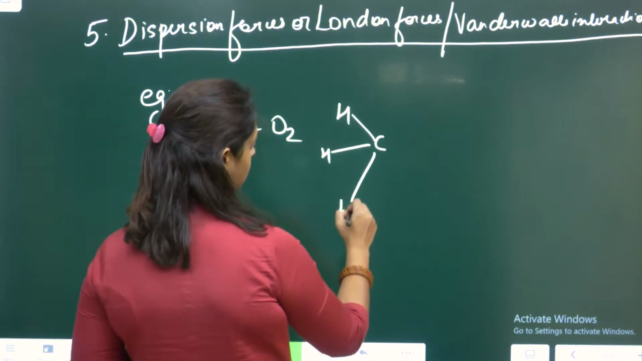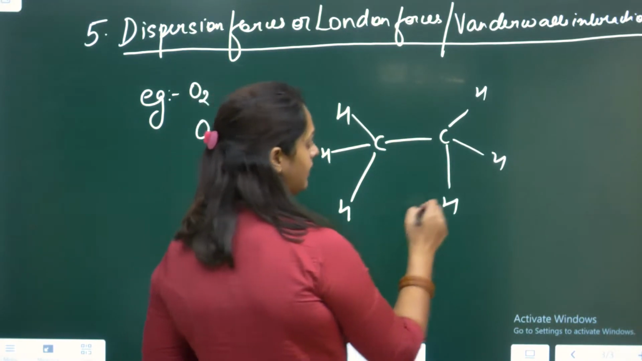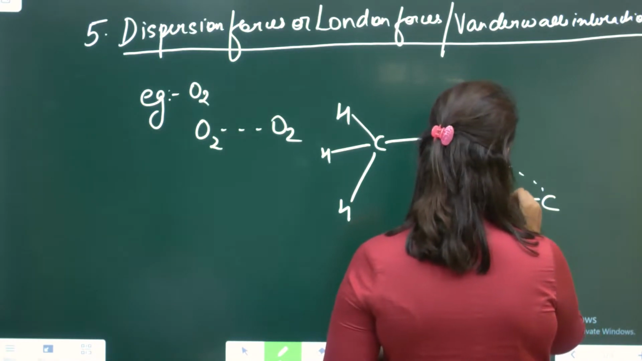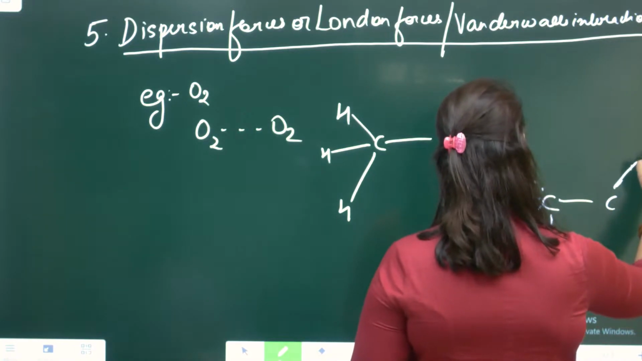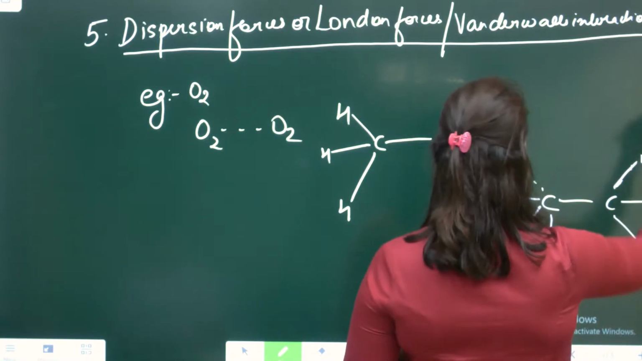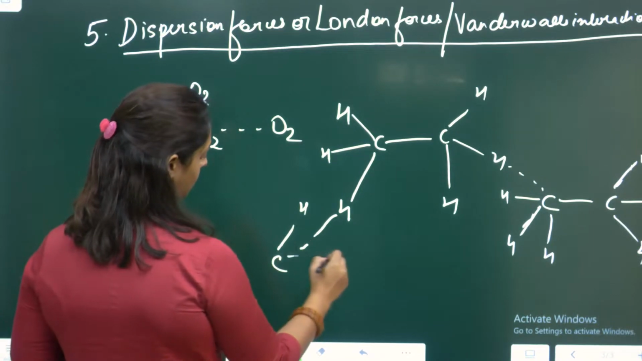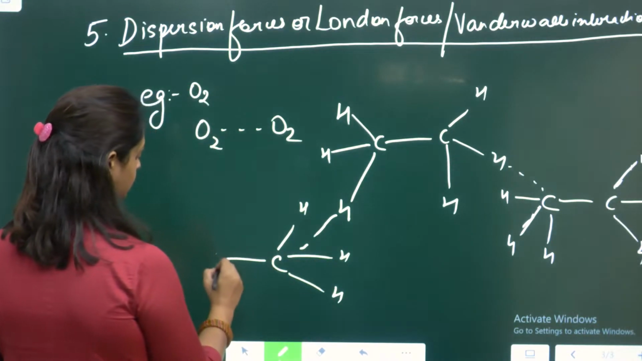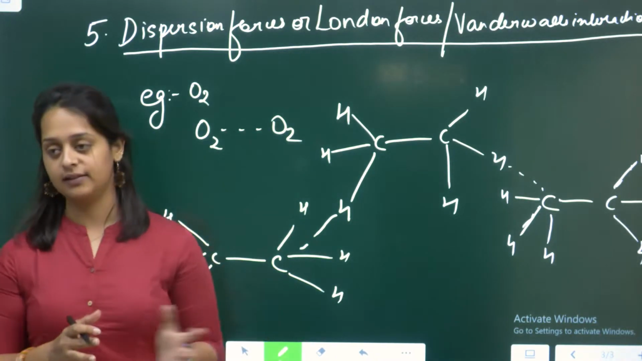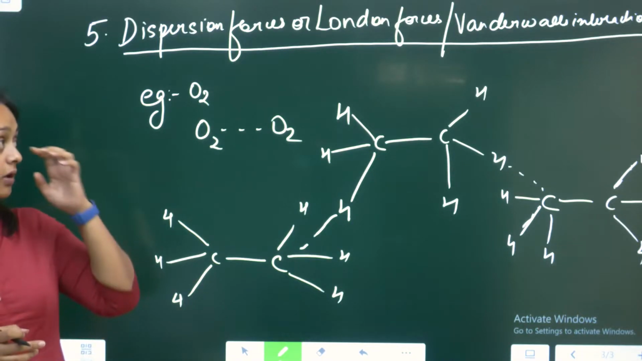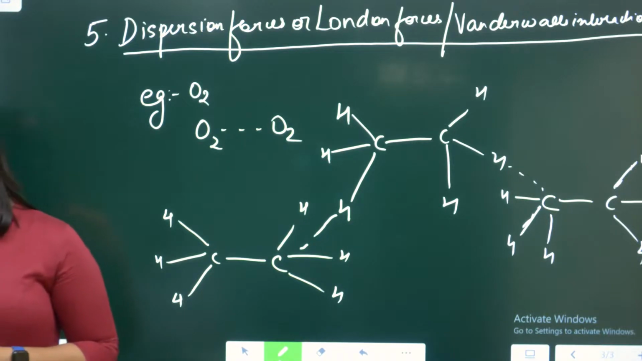You might have heard about ethane. There is no difference in polarity. This carbon has interaction with the other carbon molecule, and this can proceed as a chain. It can again interact with another molecule of ethane and the chain propagates. This type of interaction is referred to as van der Waal forces or London forces or dispersion forces. Clear? Yes, ma'am.